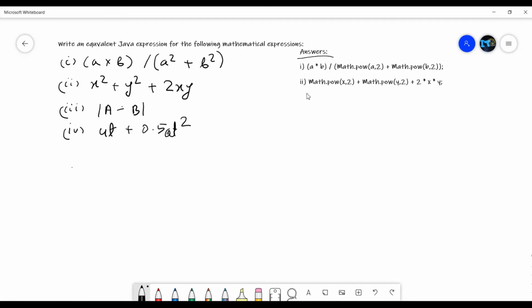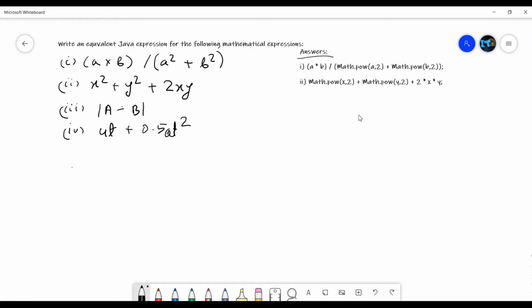So for your x square you write Math.pow x comma 2. Then for your y square, plus Math.pow y comma 2. Then plus 2xy, it's represented as 2 multiply by x multiply by y, then your semicolon.